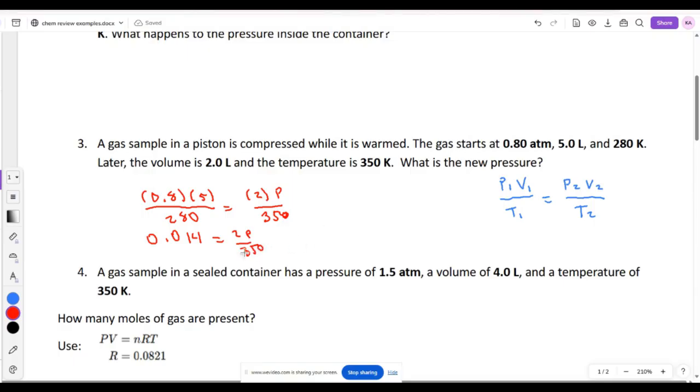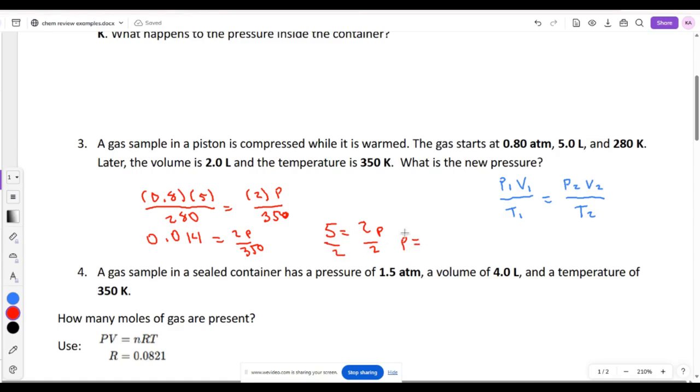All right, so I'm going to write it over here now. I've got to get rid of 350 on the bottom, so I'm going to multiply both sides by 350. So 0.014 times 350 is going to be 5 equals, and I still have 2P on the left side. To get P by itself, I'm going to divide both sides by 2. 5 divided by 2.